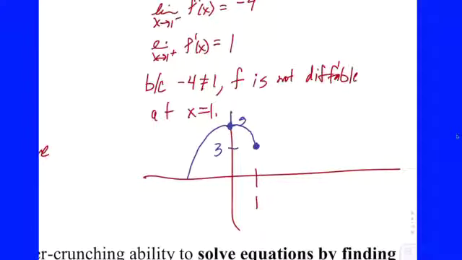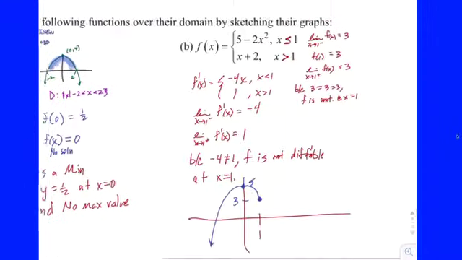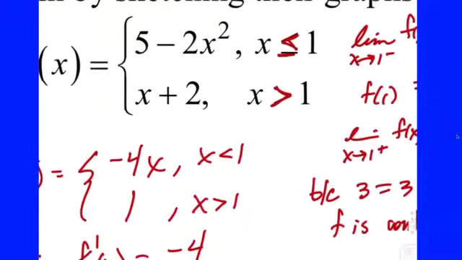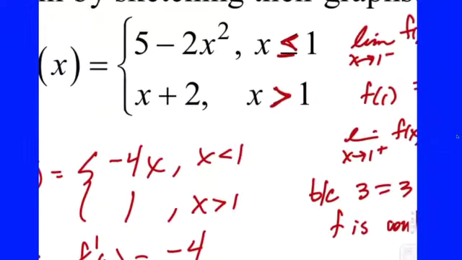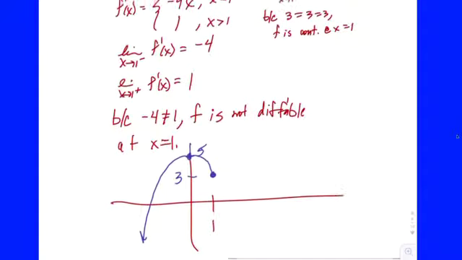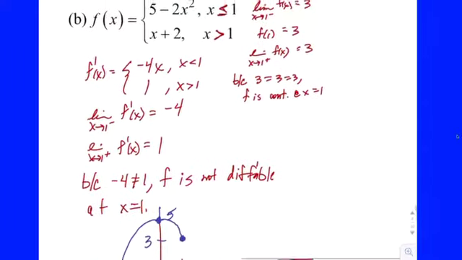And then symmetrically, it's going to do that. And it'll keep going. So there's 5. And then to the right of 1, it's the line x plus 2. So if we hadn't done it already, we would figure out where it starts. It starts at 3, and the slope is 1.